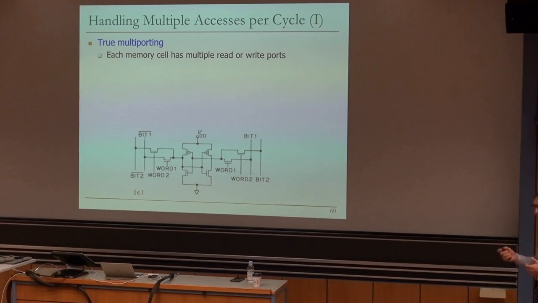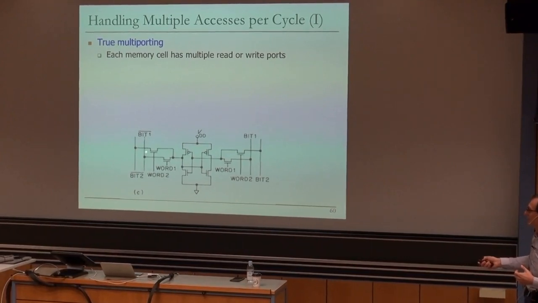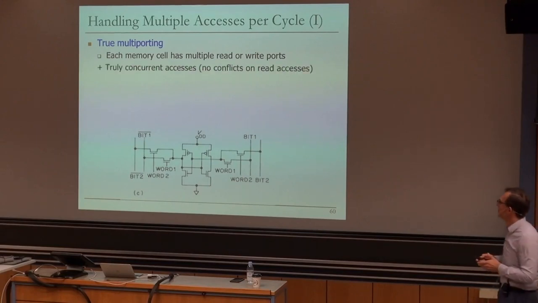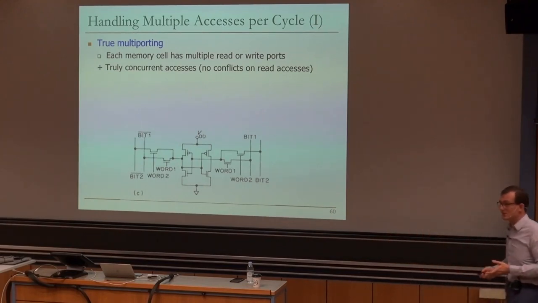Remember the SRAM cell that we looked at yesterday, it had two cross-coupled inverters, which are these. And it had two complementary bit lines, right? Basically, two access transistors. Multiporting means add more access transistors. Now you have two ports to this. You can read or write through either port, right? That's the idea over here. So this is truly concurrent accesses. No conflicts on read accesses, right? You could actually read from both ports at the same time.